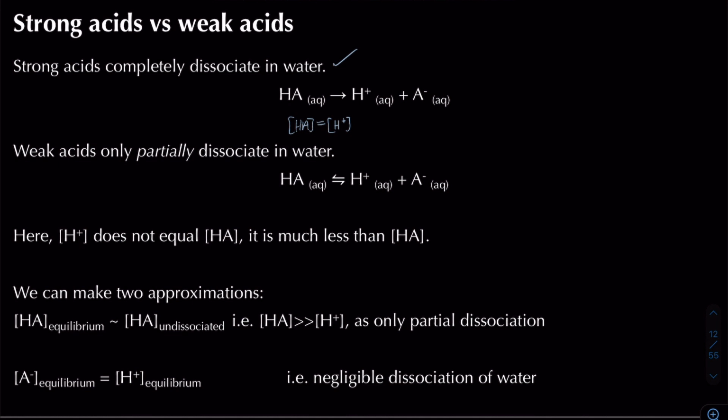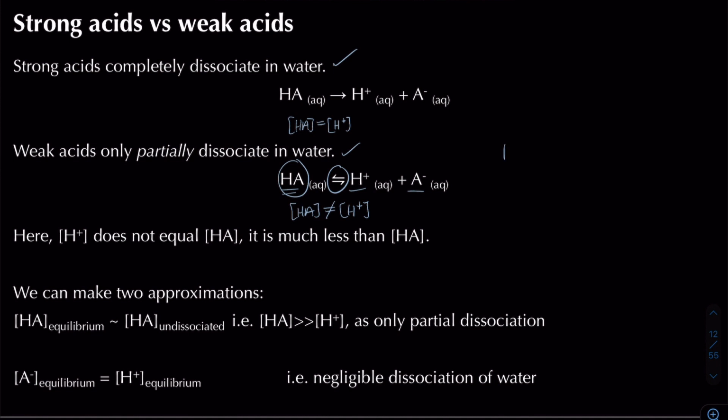Now, what about if we were to look at weak acids then? Well, weak acids only partially dissociate in water. And so if I were to look at HA, the concentration of HA itself is no longer going to be equal to the concentration of H plus, because hardly any of the HA dissociates, so its concentration is going to be very high. And the concentrations of H plus and A minus will be very low, because again, we know this dissociation is in equilibrium, and we've got a reversible arrow over here.